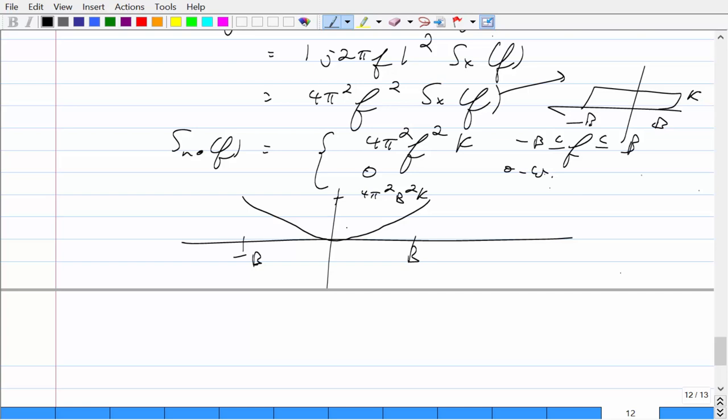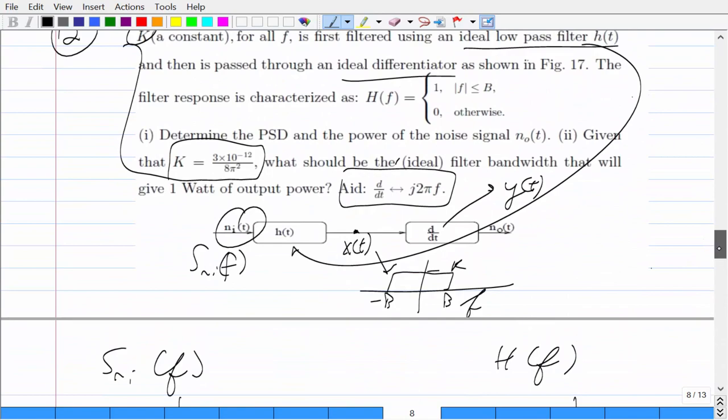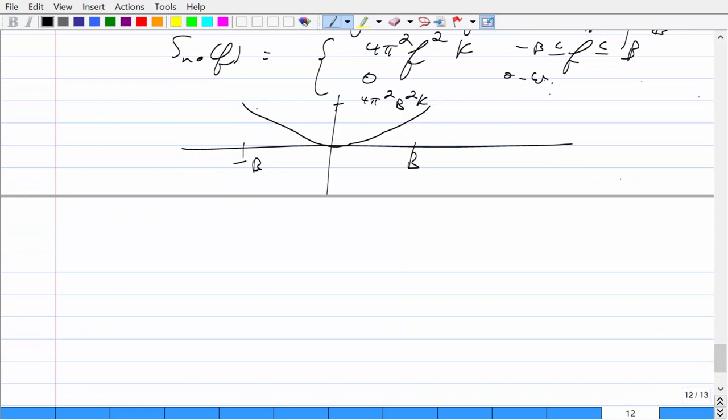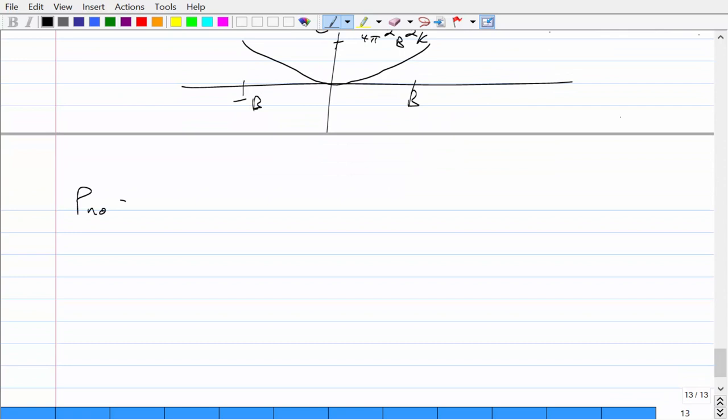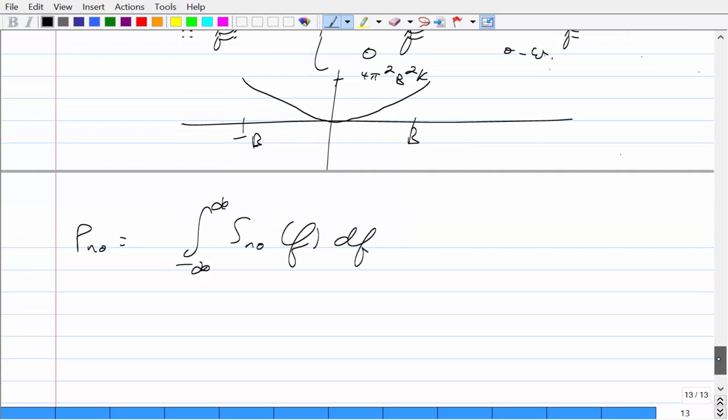So that's the power spectral density, and now the power of the noisy signal. If you want to figure out what the output power is, all you have to do is figure out the total area bounded between the x-axis and the curve. That's pretty simple. In terms of f, you just find the integral over all values of f of the power spectral density, df. So we just have to find the total area.